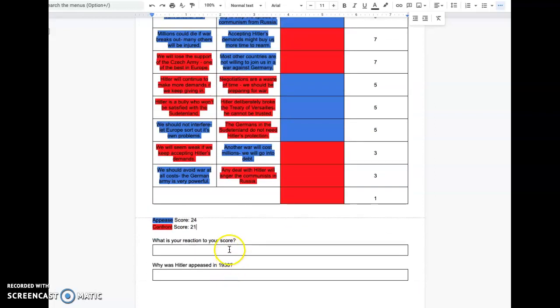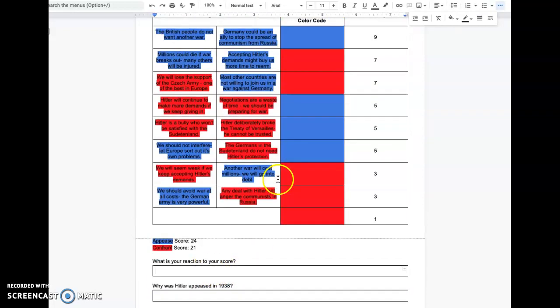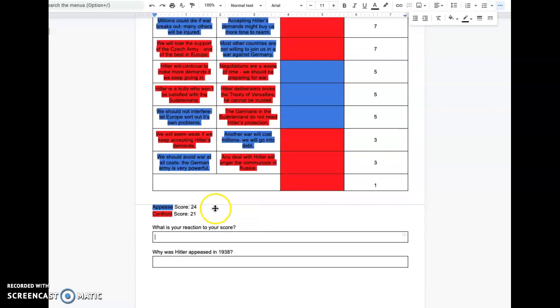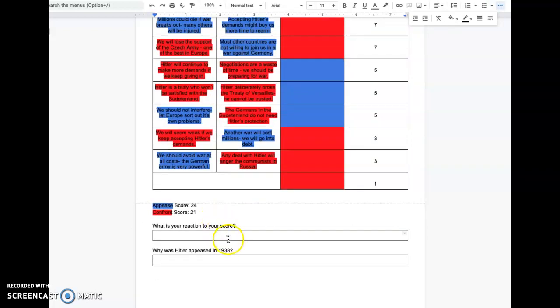Now all that's left is the 2 questions at the bottom. If this was the accurate result for me after thoughtfully filling it out, I would say, what? I would have appeased Hitler? No, say it's not so. So what's my reaction to my score? It might have to do with the fact that hindsight's 2020. Looking back, I know Hitler should have been confronted, but if I was alive at that time, it wouldn't have been such an easy decision for me.